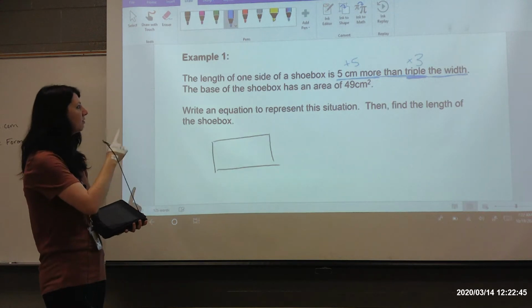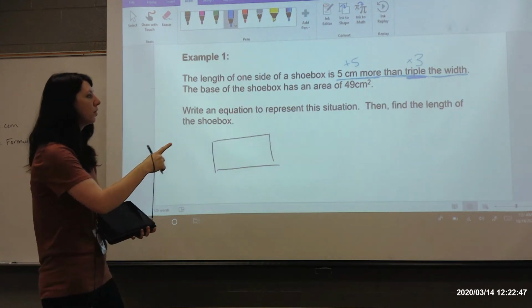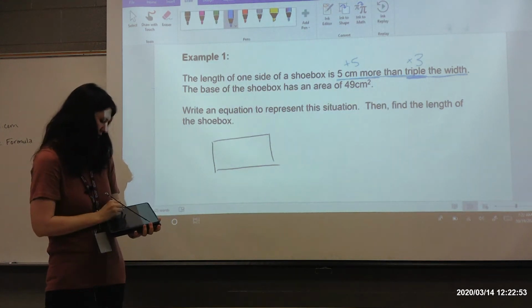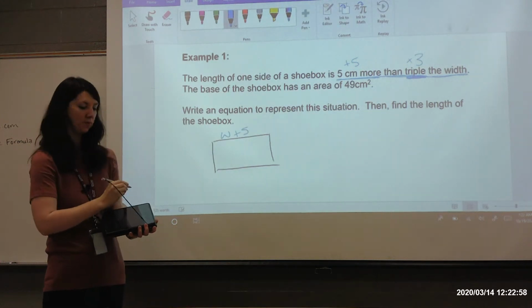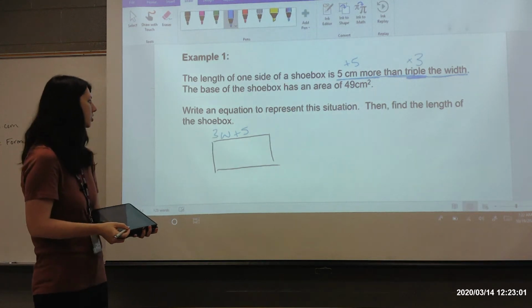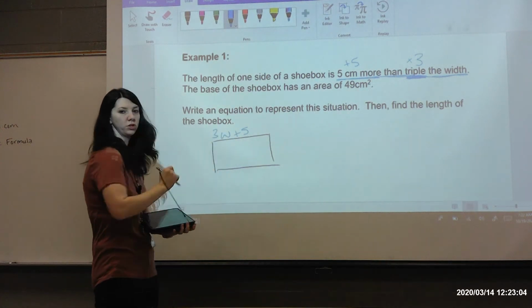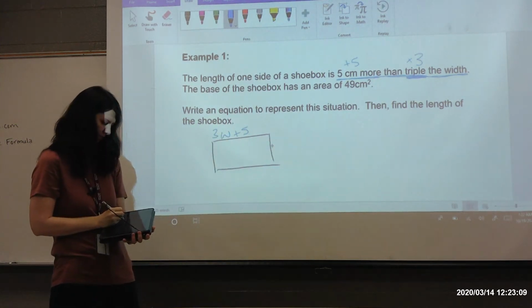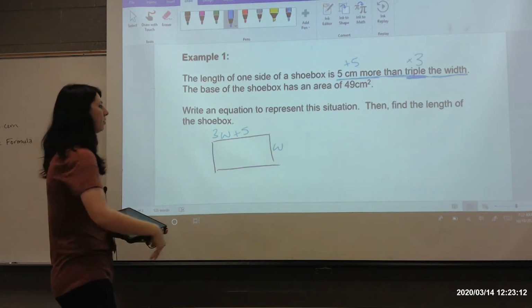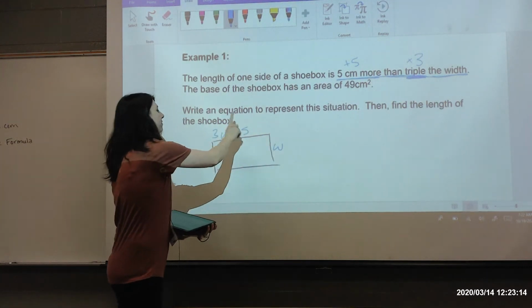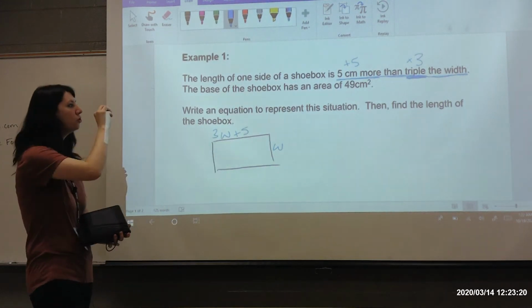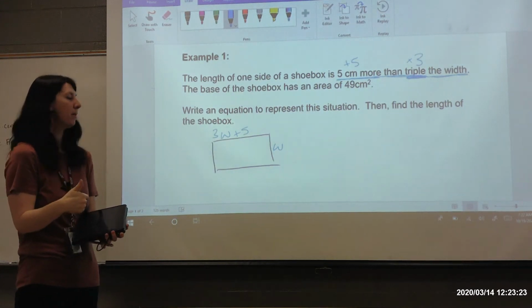So it says the length of one side of the shoebox is 5 centimeters more than triple the width. So I'm talking about width, so that would be W, and it says triple the width, so that would be 3W, plus 5 centimeters more. So that's what my length is equal to. Now notice I used W for width, so I'm going to put a W on the width. Okay, so now we have our width, and our length is 5 centimeters more than triple the width. So that's how I would use the words to create my picture.